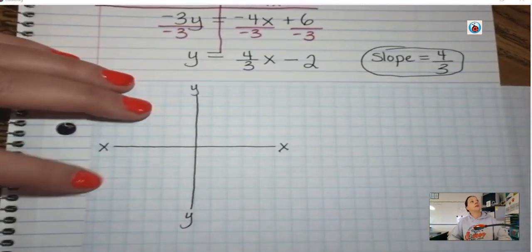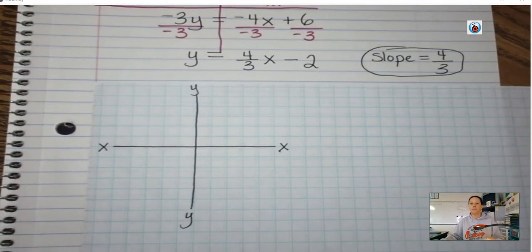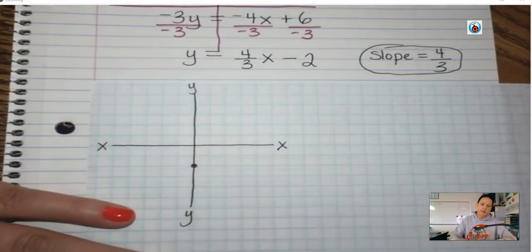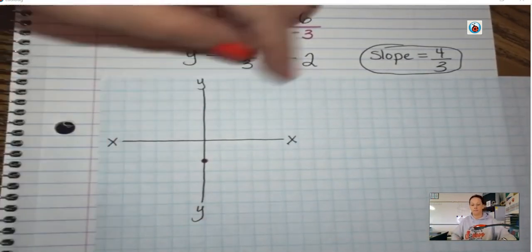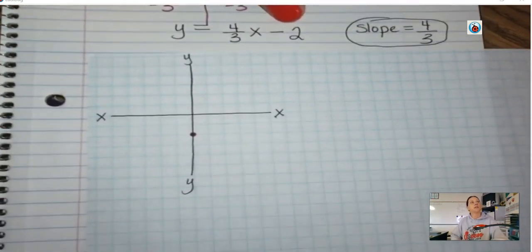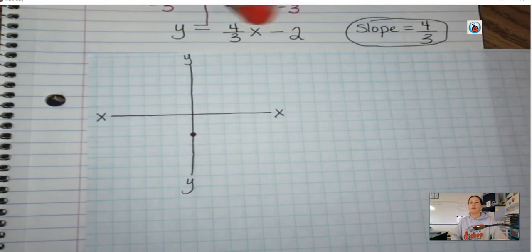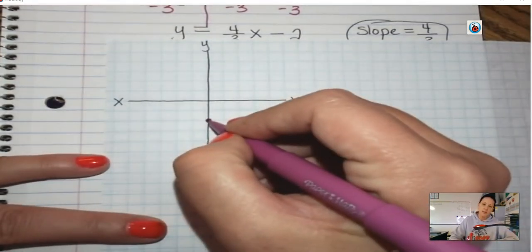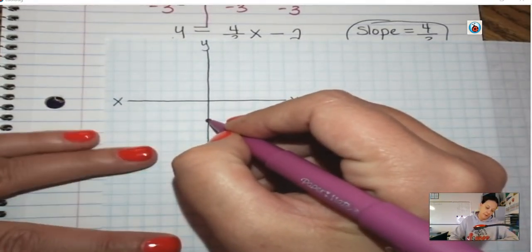Okay, the first thing we always graph is the y-intercept. So go ahead and put a dot at the y-intercept at -2. On the y-axis at -2, put a dot. So whatever the b value is, that's the y-intercept, that's where we're starting at. Then we have a slope of 4/3, so up 4/3. So start at your y-intercept always, and go up 4/3.